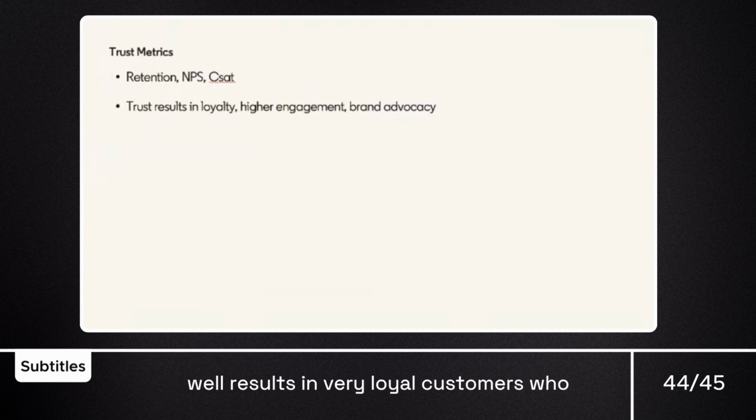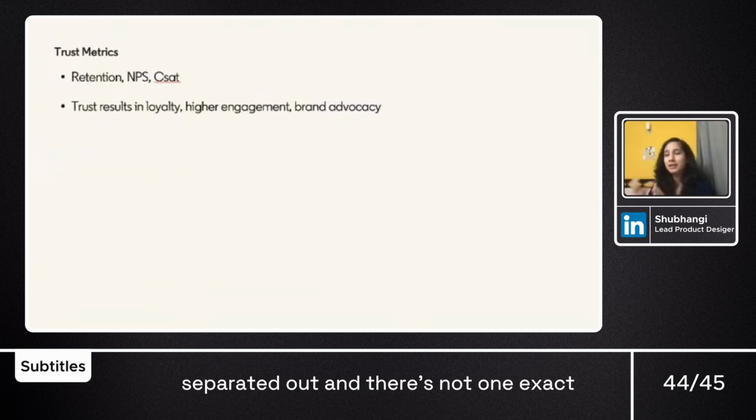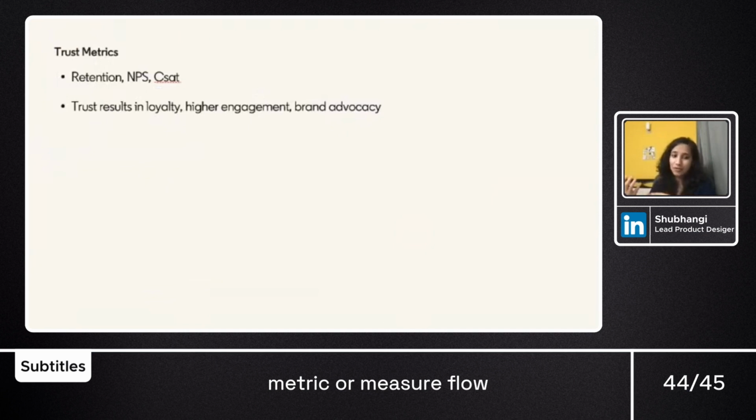Trust, when done well, results in very loyal customers who keep coming back. It leads to higher engagement, so they're going to spend more time or spend more money or currency on your app. It also leads to brand advocacy, where they talk about your brand or your product to their friends, and that's the best way to measure whether someone loves a product or not. And I think trust is deeply embedded in user love, but I would say it cannot be separated out, and there's not one exact metric or measurement for it.